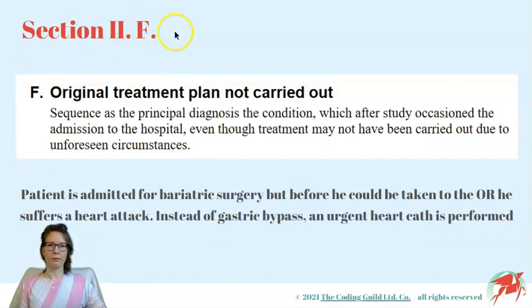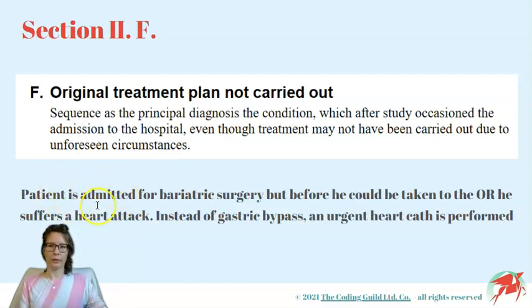Guideline F instructs us to sequence as the principal diagnosis the condition which after study occasioned the admission to the hospital, even though treatment may not have been carried out due to unforeseen circumstances. Or in short, we assign the principal diagnosis as usual, as if the treatment had been carried out.